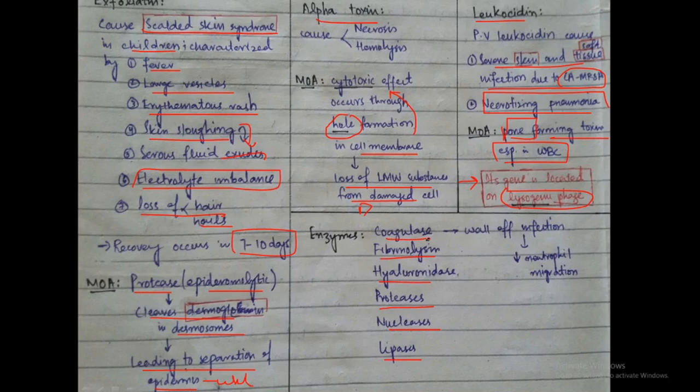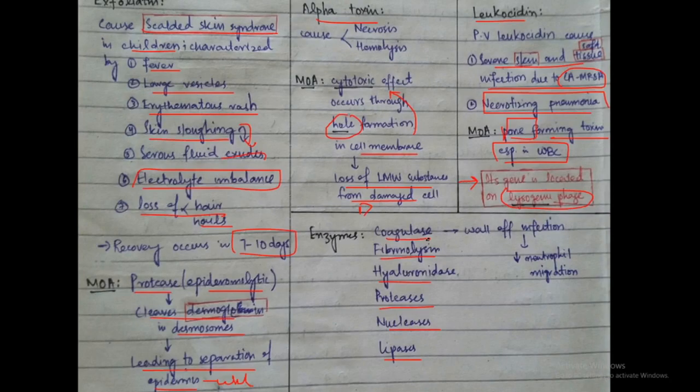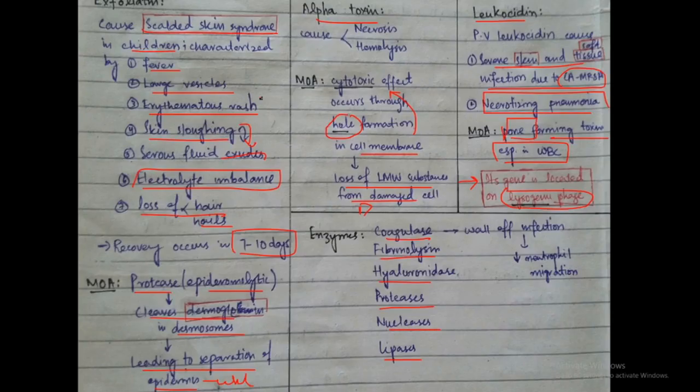Now, how to remember all of these exotoxins or toxins? The mnemonic is LATE. L for leukocidin, A for alpha toxin, T for toxic shock syndrome toxin, and E for exfoliatin and enterotoxins.